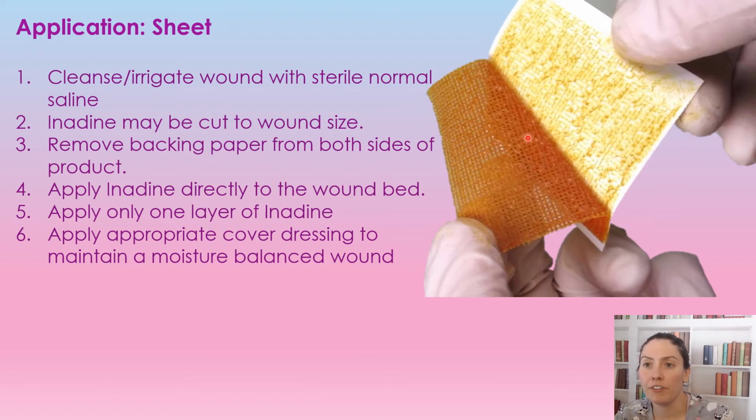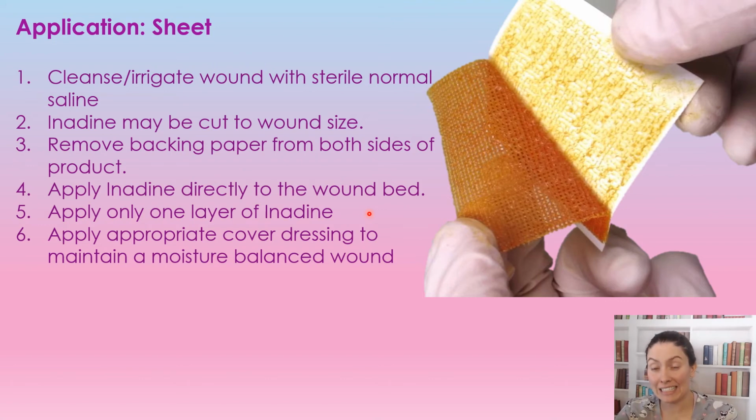That is perfectly fine. So as always, we want to make sure we have a clean wound and peri-wound using normal saline or sterile water, and then just dry off your peri-wound area. And then just remember to remove both sides of the backing and apply the middle piece here, this brown middle piece, directly into the wound bed. Now we're only going to use one layer of the Inadine.